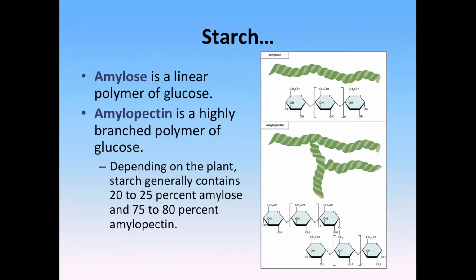All the starches are only glucose. Amylopectin is highly branched polymers of glucose. And depending on the plant, starch generally contains a mixture of amylose and amylopectin.